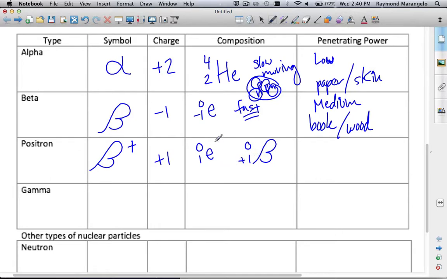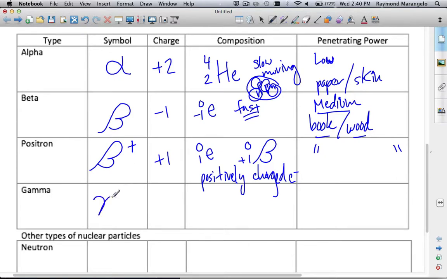It's a positively charged electron, so it's going to be very similar to the beta particle. All right, positively charged electron, and it's also the same here, right? It can go through. It's got medium strength. It can go through a book or wood. Same type of strength.